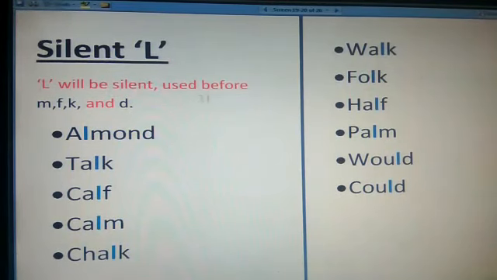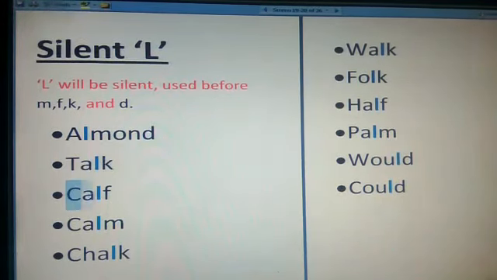L will be silent when used before M, F, K and D. Whenever you see the letters M, F, K and D, when L is used before these letters, L will be silent. Let's see the example. Almond. Here M is a consonant and L is used before this M, so that is why L is silent in this word. Talk. You can see here L is used before K, so L is silent in this word.